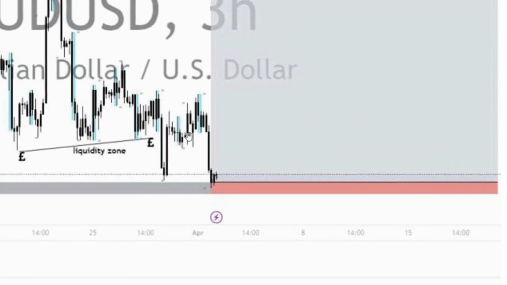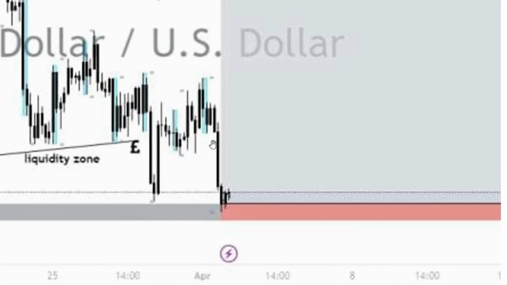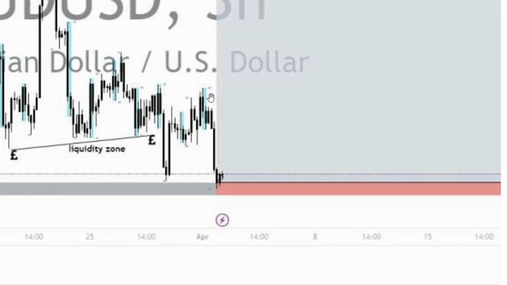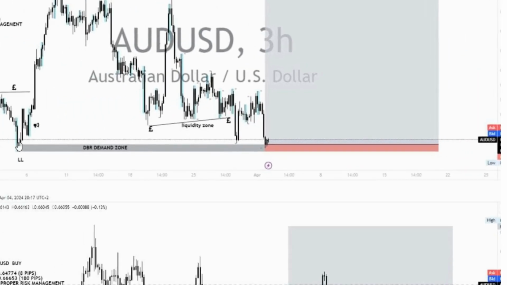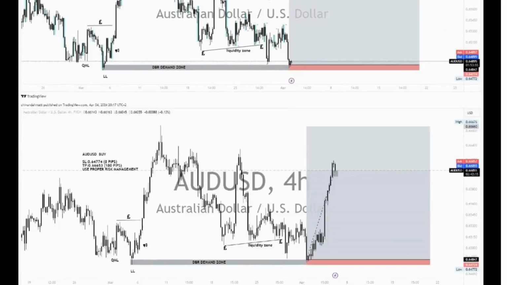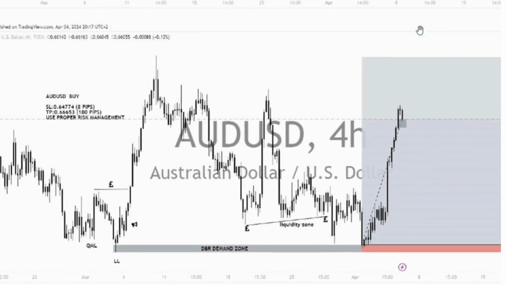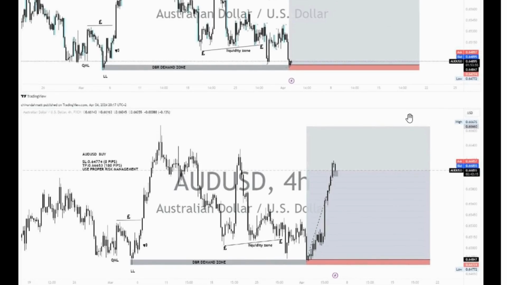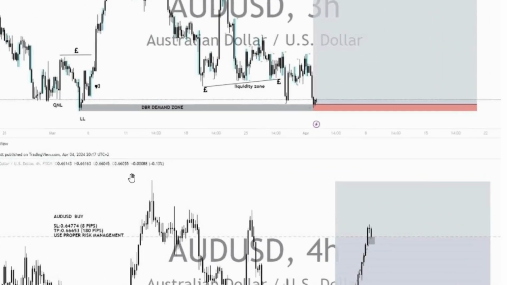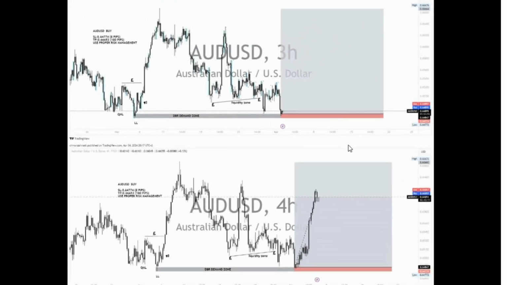As you can see right here, the Asian session was actually taken out. So once that happened, we waited for the market to come to this POI right here. And guess what? The market came to this POI, and then the rest was history. The market went all the way to our take profit. This one we're looking for 180 pips, and the market eventually reached our take profit right here.